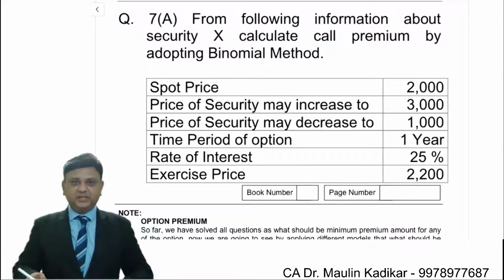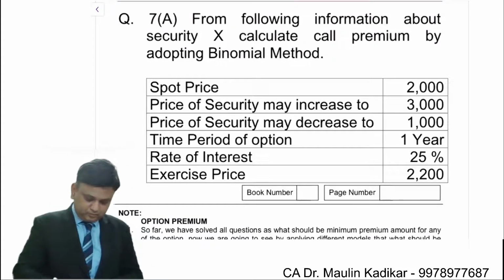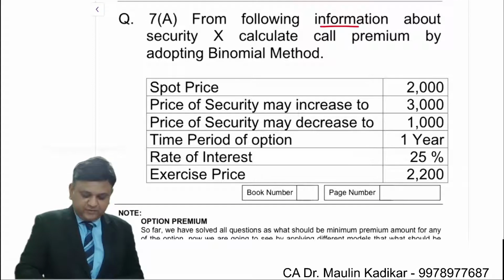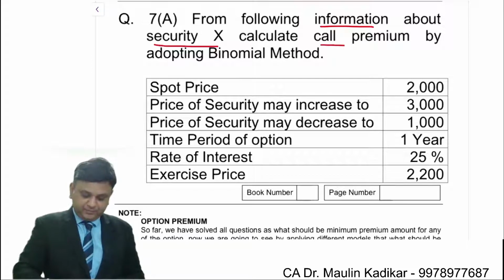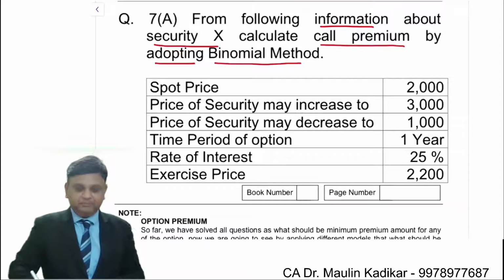The question speaks like this. From the following information about security X, calculate call premium by adopting the binomial method.